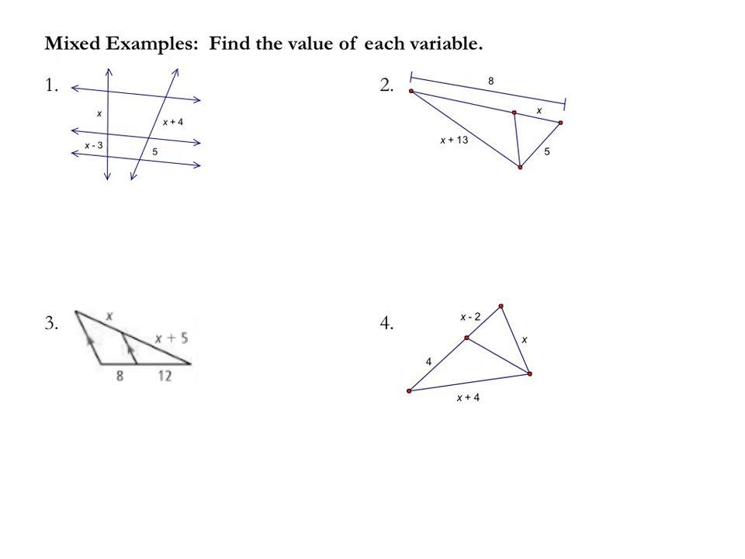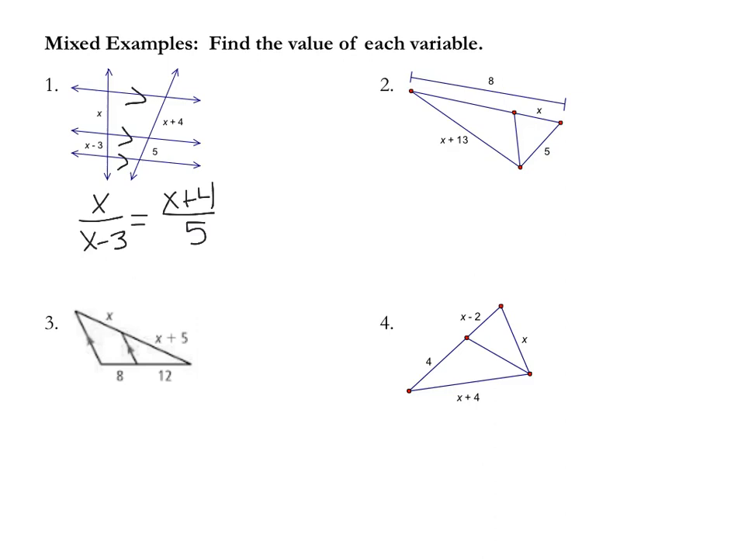So in number 1, we want to go ahead and set this up. This one didn't do a good job at marking, but this one has parallel lines right now. So since they're parallel lines, I know I can do top over bottom equals top over bottom. So it's going to be x over x minus 3 equal to x plus 4 over 5.